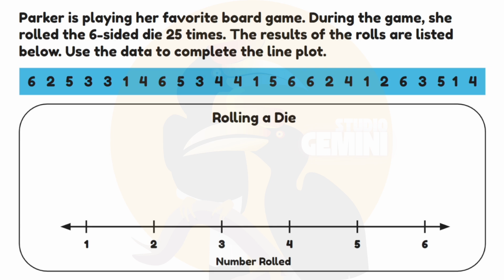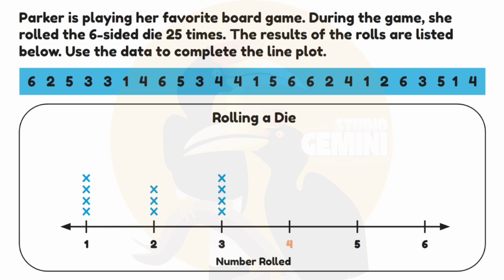How many times did she roll a 1? Since the data is not in order, we'll want to look carefully to make sure we don't miss any. We can see that the number 1 appears 4 times in our list, so we can place 4 X's above 1. Moving on to 2. We can see that 2 appears in our list 3 times, so we will place 3 X's above this number on our line plot. What about 3? It looks like there are 4 3s showing the 4 times she rolled a 3, so we can place 4 X's here.